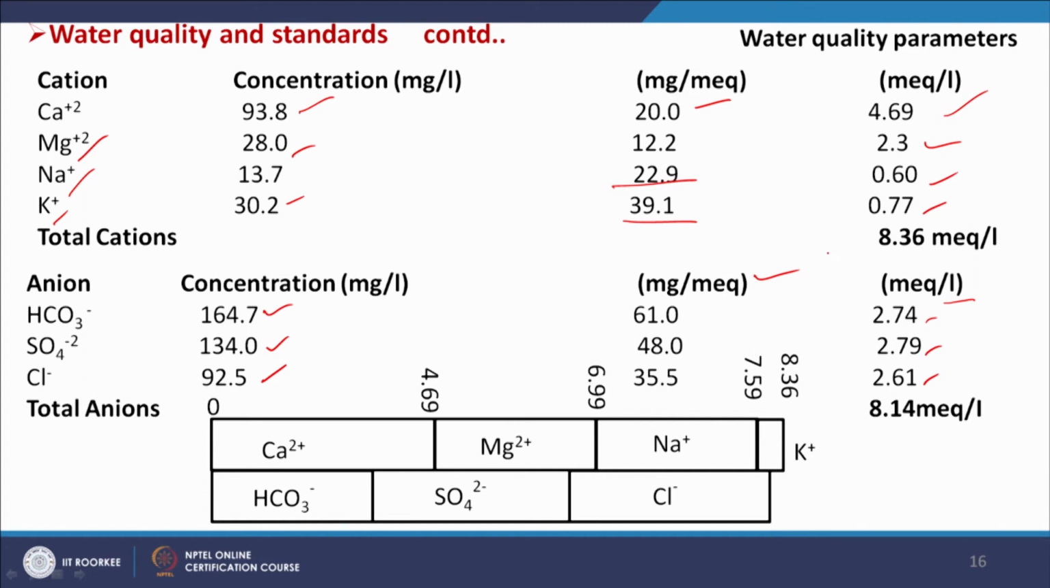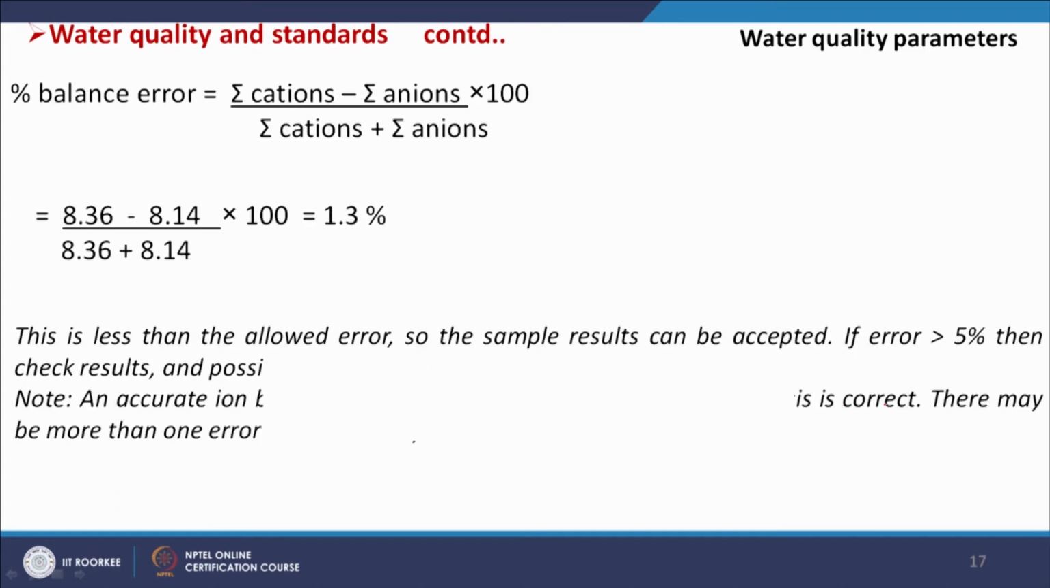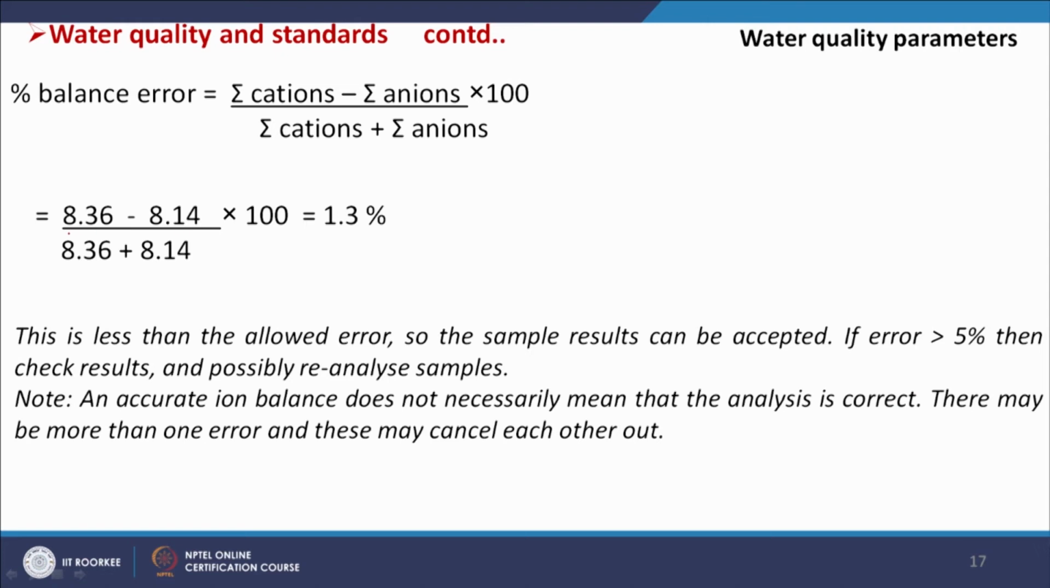Here we are getting 8.36 milliequivalent per liter total cation and 8.14 milliequivalent per liter total anion. The difference will be this minus this, and we calculate the percentage, which should be less than 5%. The percentage here is equal to 8.36 minus 8.14, divided by 8.36 plus 8.14, into 100. So, we are getting 1.3%. Our error is less than 5%, so this analysis report is validated.